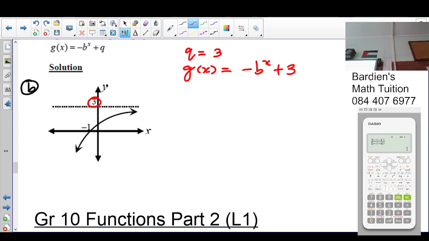Right, do we have a point that's lying on this graph other than what we used now? Yes, 0 and negative 1. And negative 1 and 0, not so. So you're going to substitute negative 1 and 0, remembering that's x and y. So what do we have now? 0 is equal to negative b to the negative 1 plus 3.